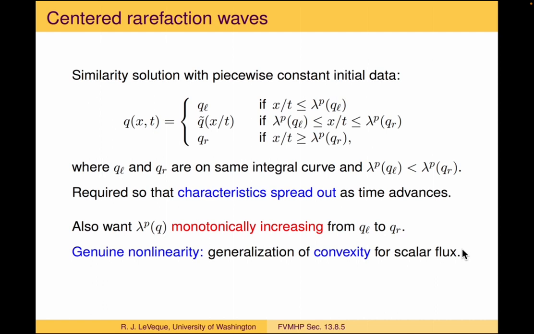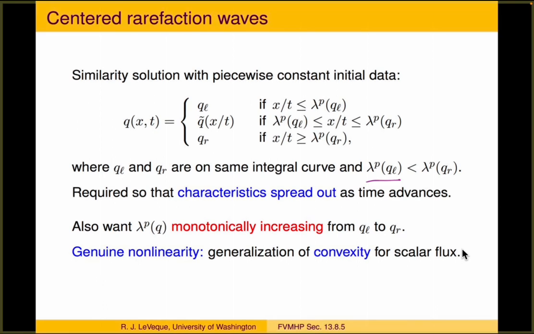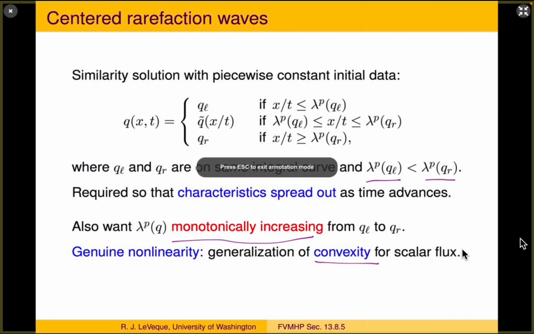We really need not only that the value in q left is less than q right, but we also want it monotonically increasing in between. That's what we call convexity in the case of a scalar flux, so that the solution is increasing monotonically as we go through this rarefaction fan. Otherwise, you get into this more complicated case where there might actually be a shock embedded within the rarefaction wave, or some combination of shocks and rarefactions in the non-convex case.